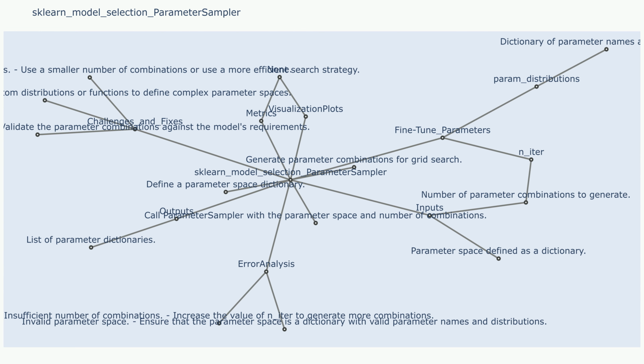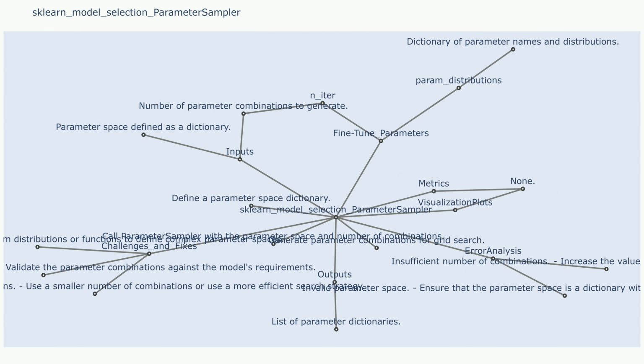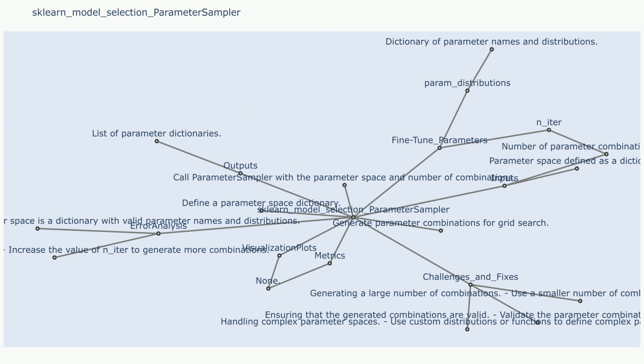Challenges and fixes. Challenge 1: defining appropriate distributions for parameters. Sample use case that resulted in challenge 1: trying to sample from a uniform distribution for a parameter that has a limited range, potentially leading to unrealistic values. Fixes to challenge 1. Use distributions that better reflect the expected parameter range. Consider using distributions like normal, log normal, or uniform with constraints to ensure realistic values.